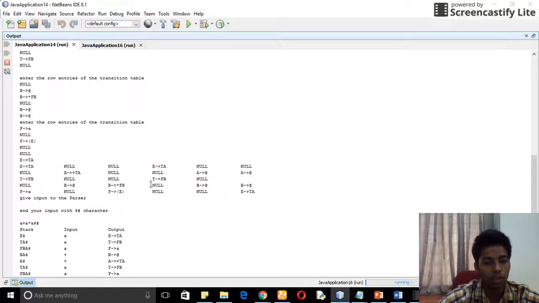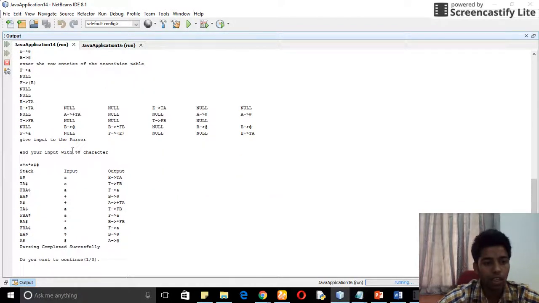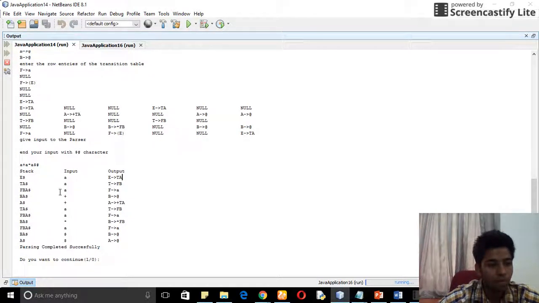Now I display my table, where the values I gave are stored in the two-dimensional array. Now I need to give an input ending with dollar. I give a plus a star a. Now the stack: first E with dollar, and the input character I am reading is a, so E produces TA. Then T produces FB, and FB will come on the top of the stack.